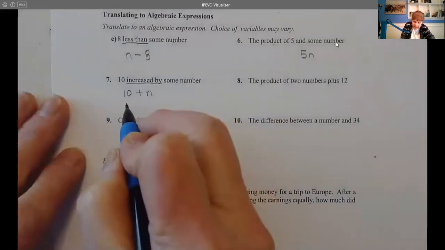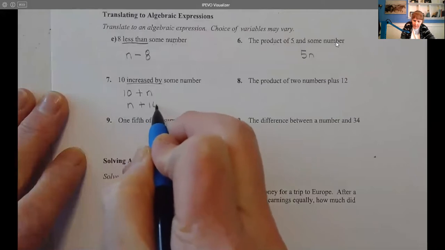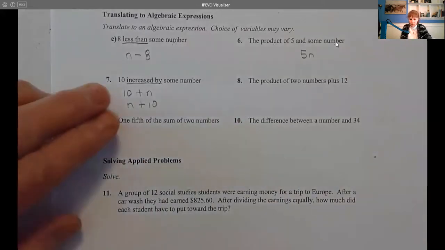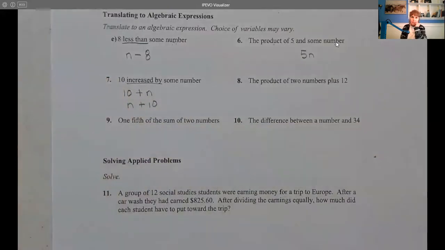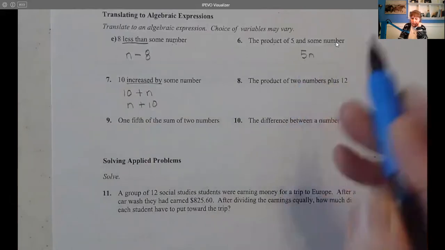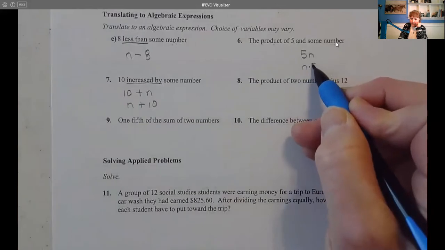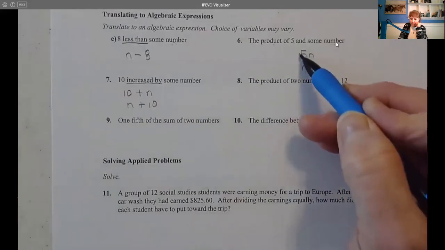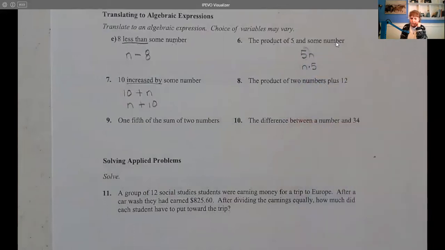Now this is the same. Order does not matter in addition. So you could have either one of those, 10 plus n or n plus 10. So order doesn't matter. It doesn't matter here either. You could have n times 5, but by convention, we call this the coefficient, we put it in front. But like 2 times 3 is the same as 3 times 2, so order doesn't matter. Order does matter though in subtraction and division.